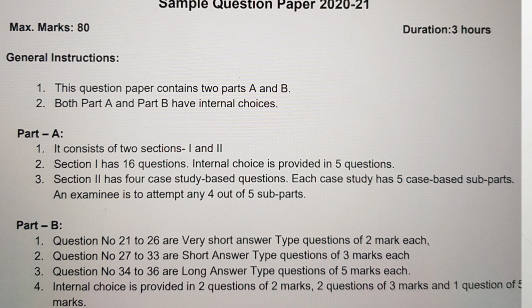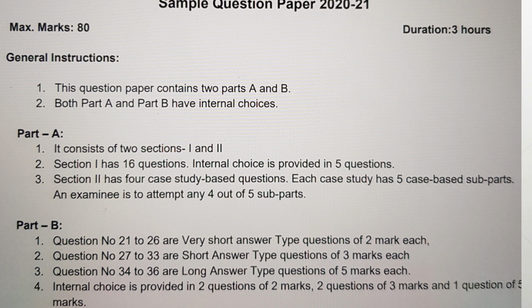Question numbers 21 to 26 are very short answer type questions of 2 marks each in Part B. Question numbers 27 to 33 are short answer type questions of 3 marks each. Question numbers 34 to 36 are long answer type questions of 5 marks each. Let's see the internal choices. Internal choice is provided in 2 questions of 2 marks, 2 questions of 3 marks, and 1 question of 5 marks.